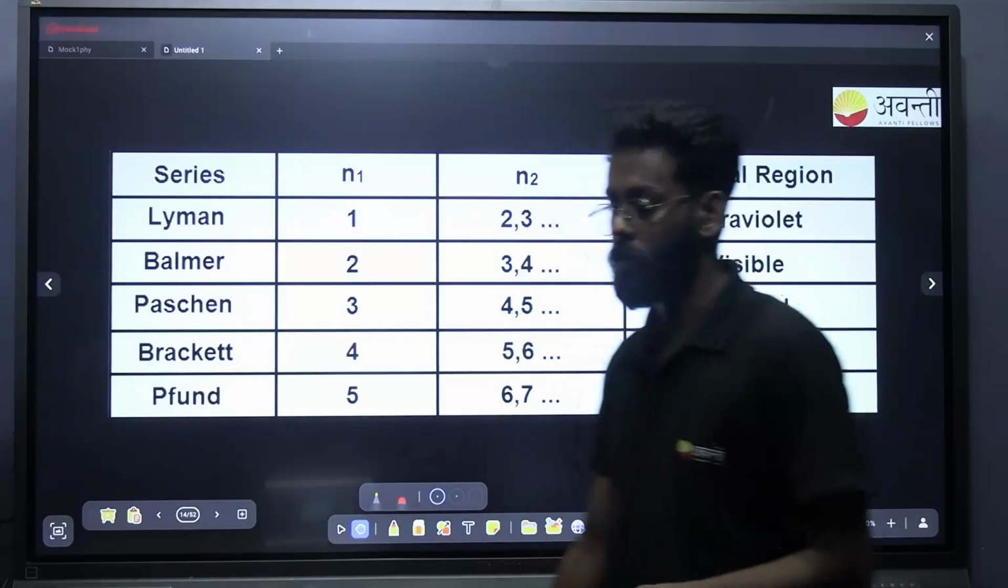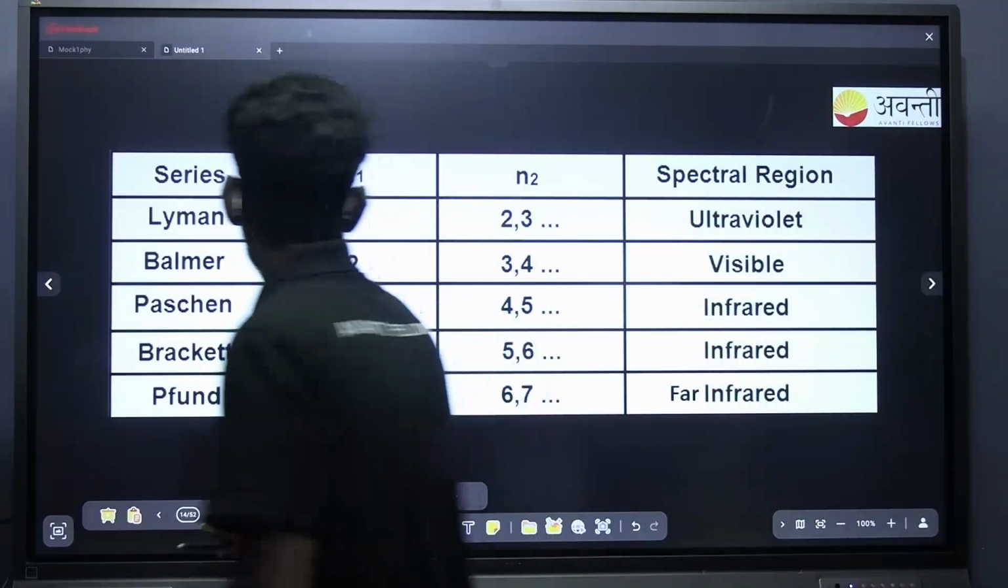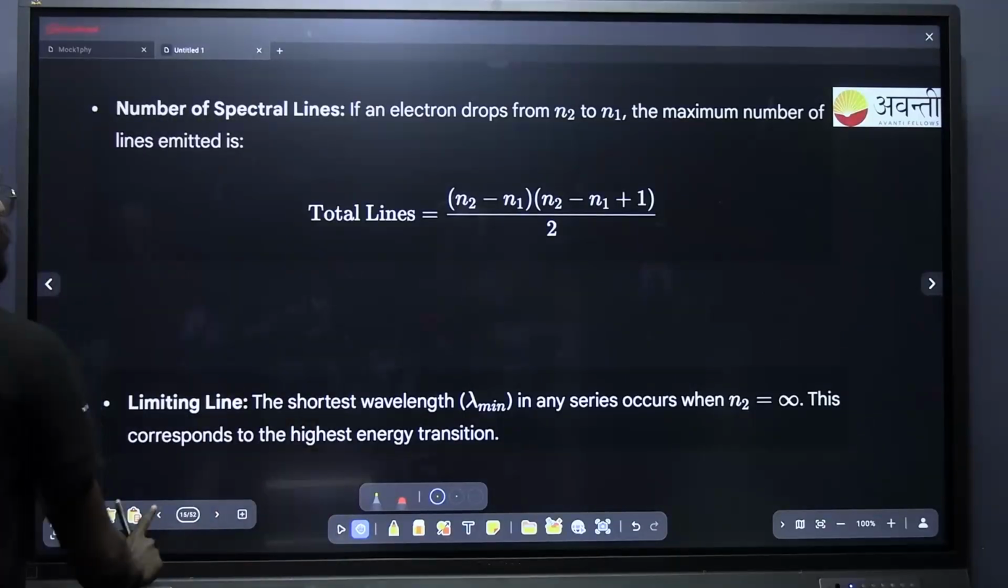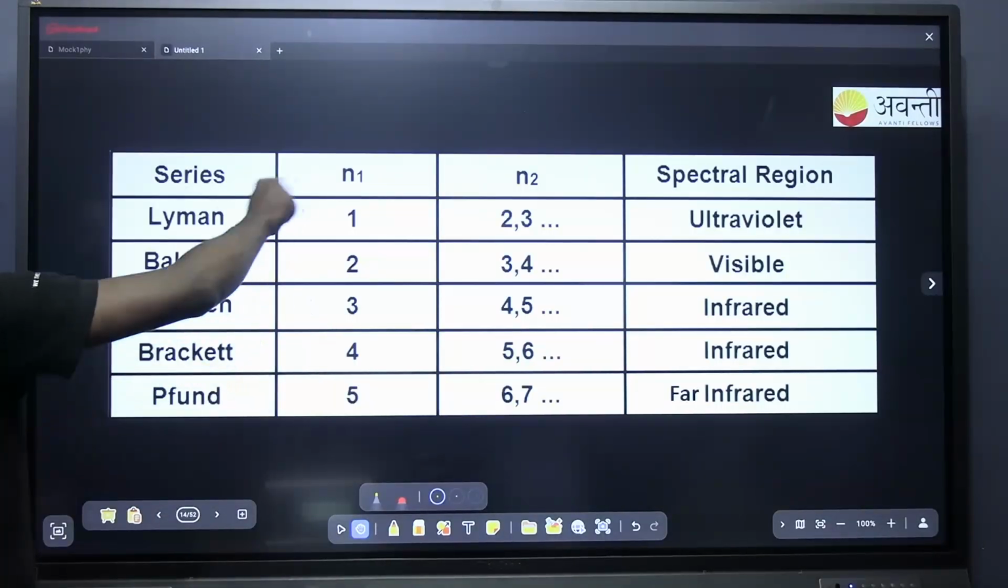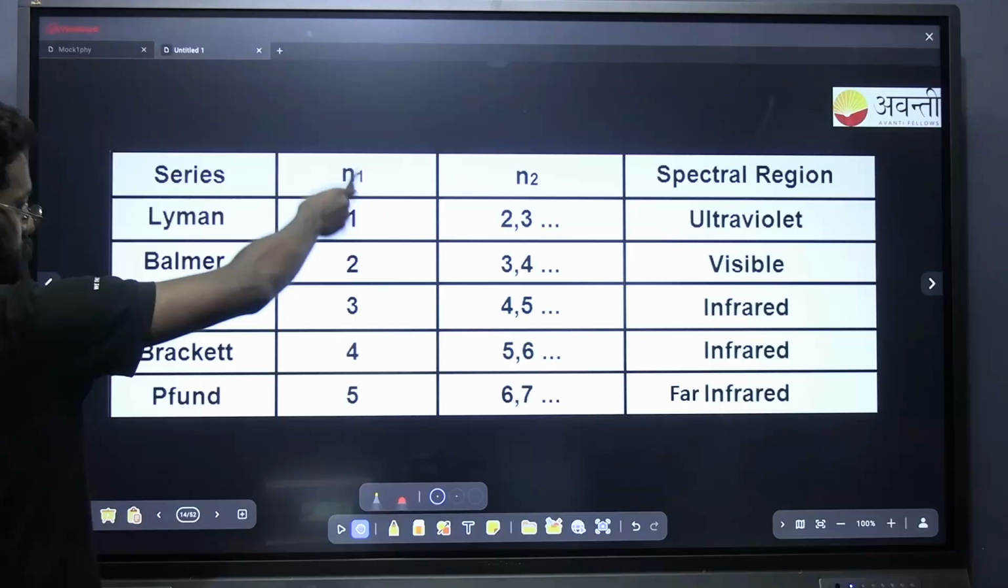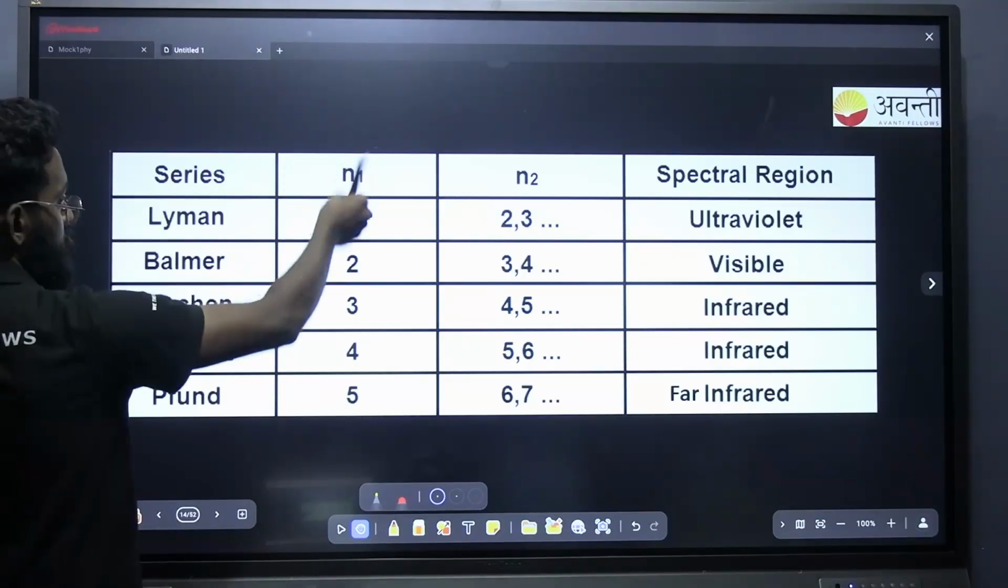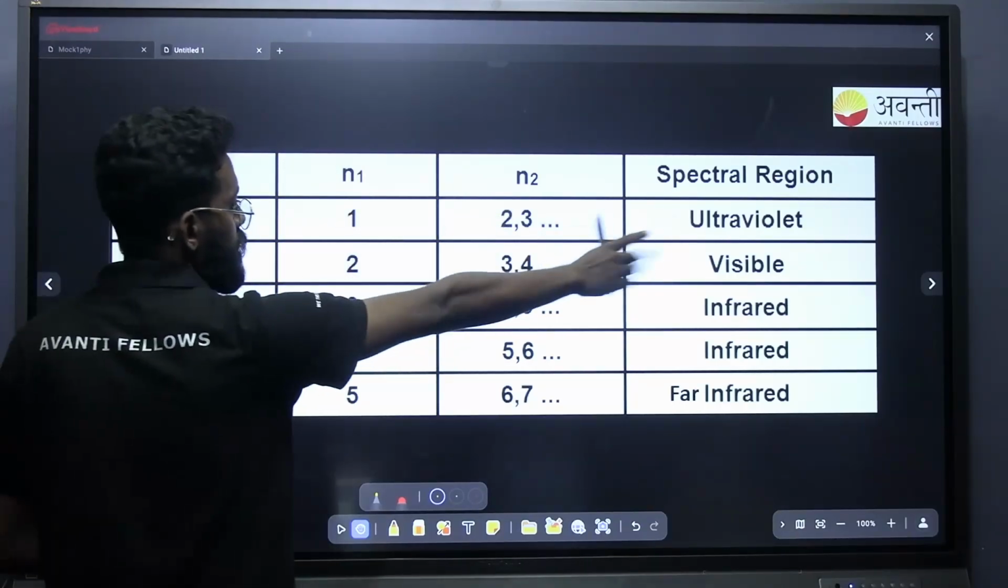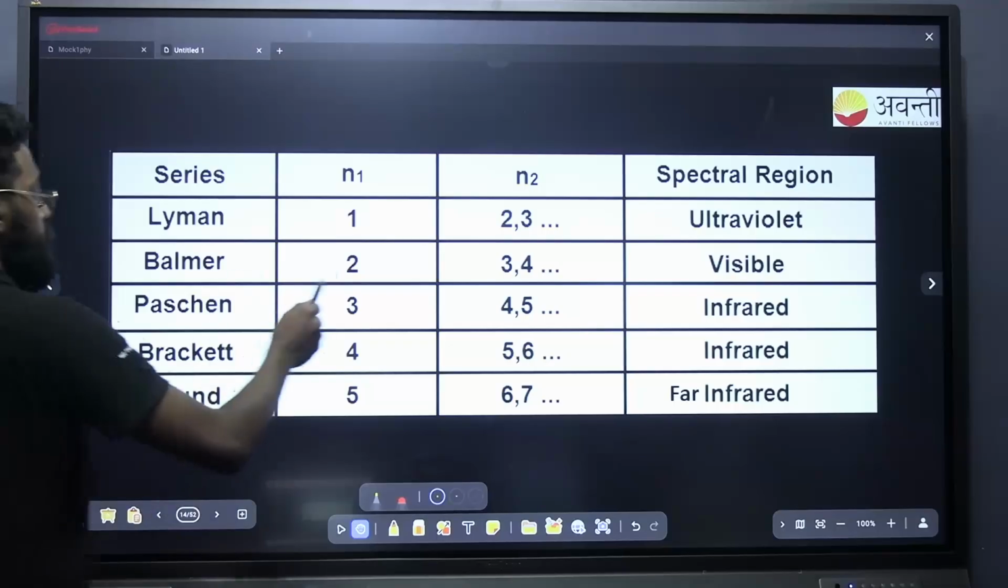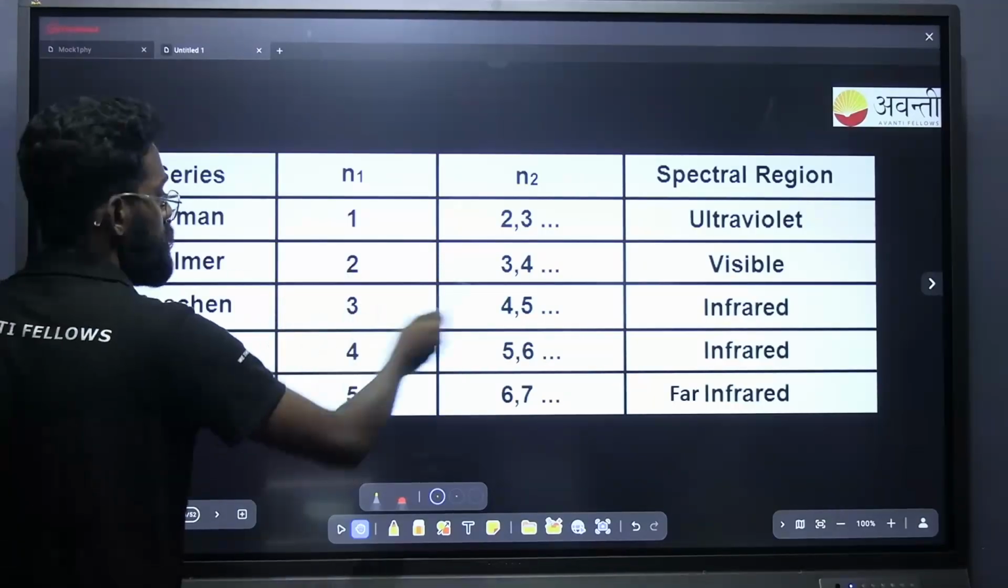Now I will be moving to one more part. This is what I have mentioned. For the Lyman series, n1 is shortest. The minimum orbit is n is equal to 1. Then n2 will be 2, 3 and it will go like that. For Balmer it is 2, then 3, 4. Paschen 3, 4, 5 like that.